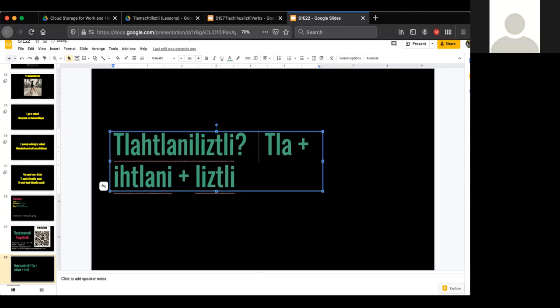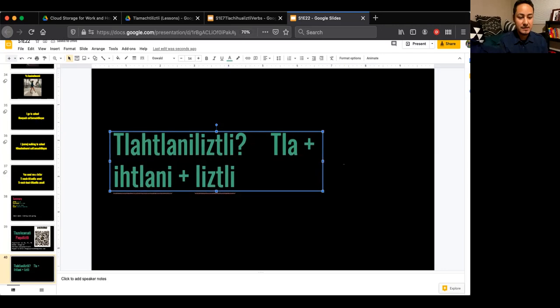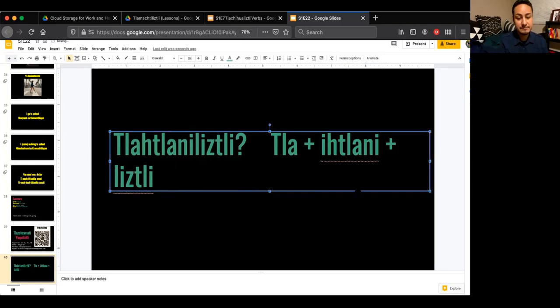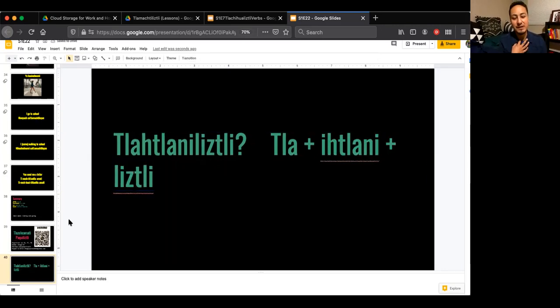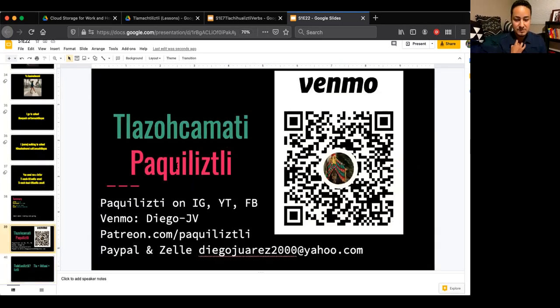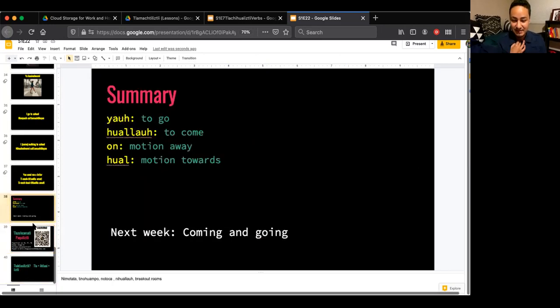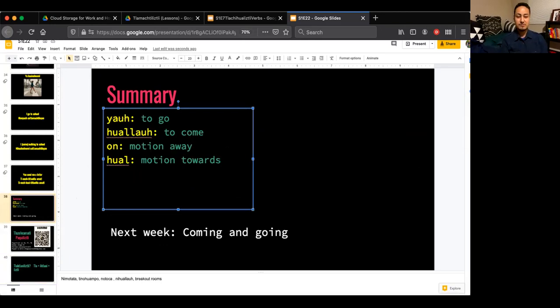I'll leave this in the slide for other people in case when they look at it later, because I have this all the time, but now you know where it comes from. So there's pakilisli, happiness. Any other questions about these verbs?